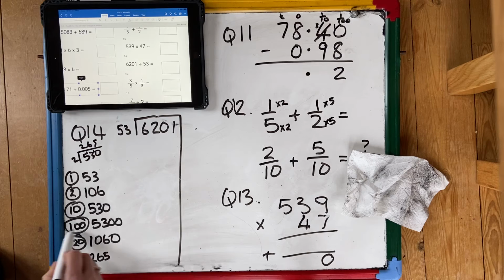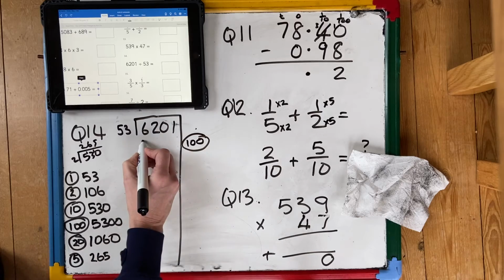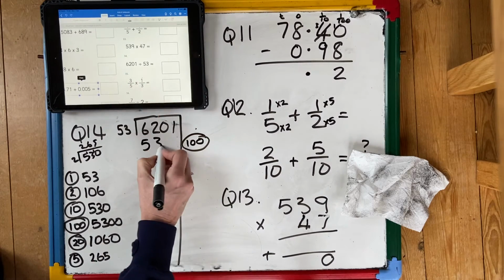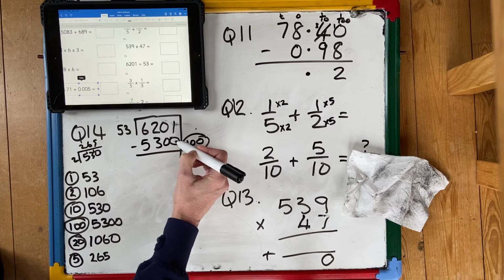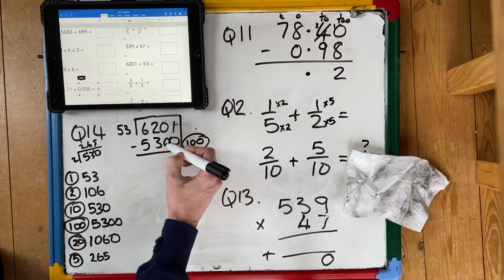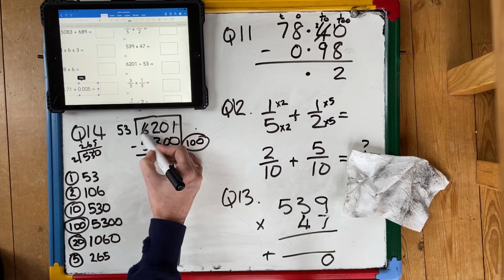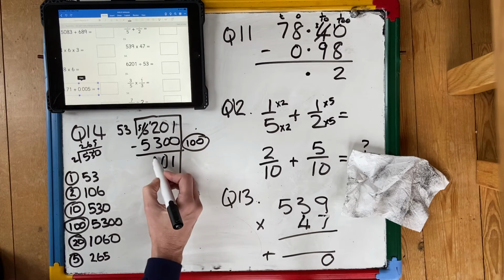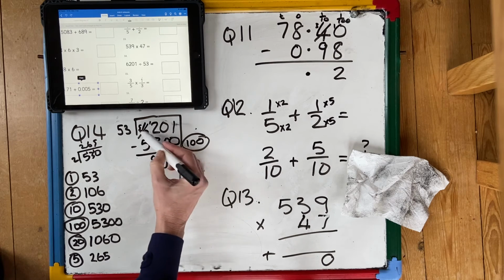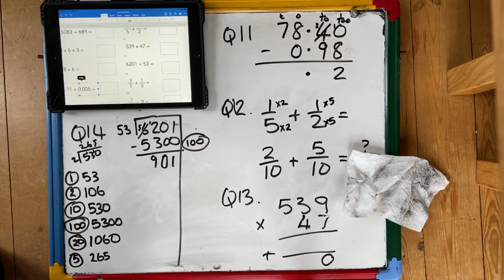So I'm going to subtract 100 53s. So 100 53s is 5,300. Subtract it. 1 subtract 0 is 1. 0 subtract 0 is 0. 2 subtract 3 you can't do. So exchange. 12 subtract 3 is 9. 5 subtract 5 is 0. So now I've got 901 left.